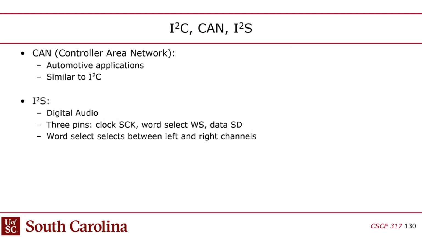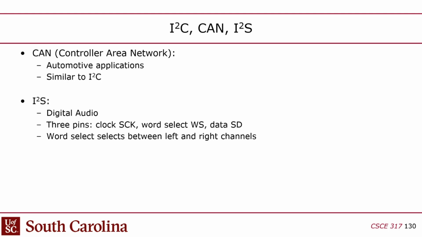Okay, and then there are other buses that I haven't mentioned, and I'll just mention them briefly here. There's something called a controller area network, which is used for automotive applications. This is like in your car. It's used quite a bit for reading any kind of controller-based system, but it's very similar to I2C. It's a variation on I2C. You might also see I2S, which is for digital audio, and it's also a variation on I2C.